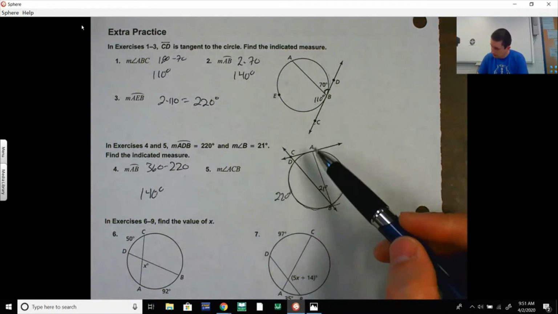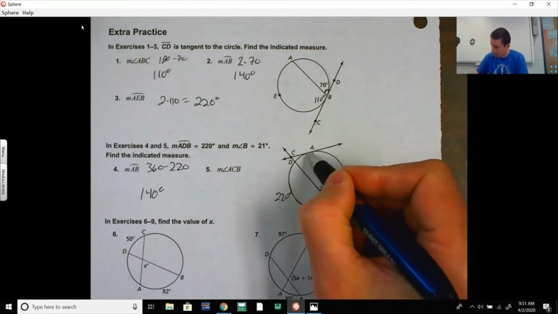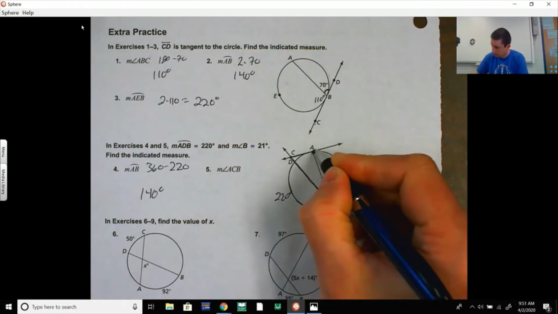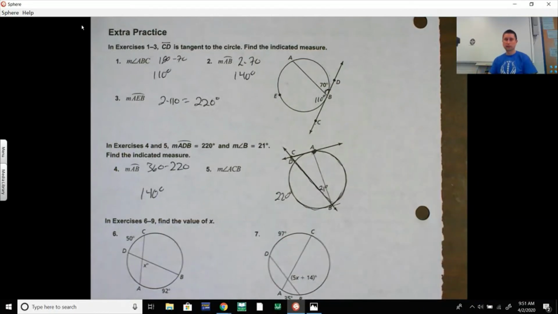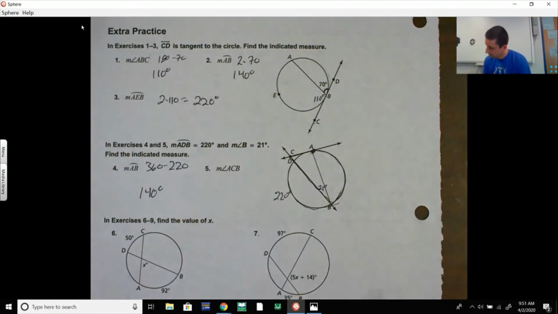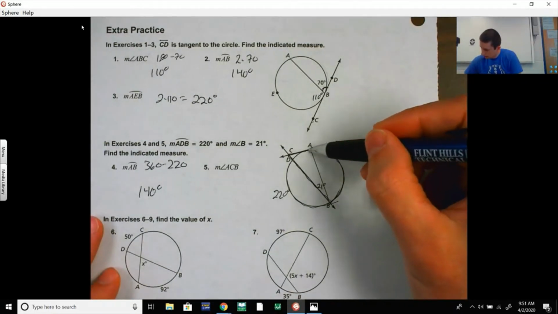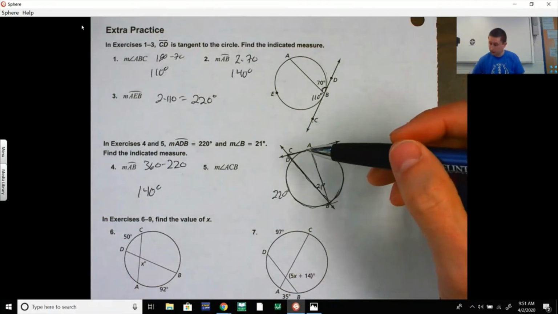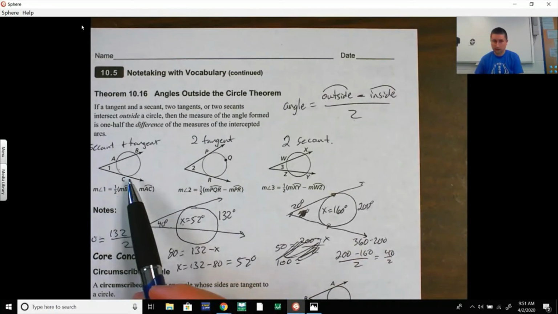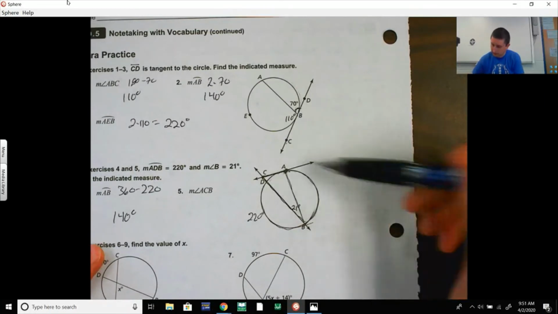And ACB, they want the measure of angle ACB. So ACB, notice, intercepts this arc right there, but it intersects it on the outside of the circle. So what I would do is look at this angle here. We may say, oh, that's an outside, we need to use one of our outside rules, which is possible, but then you get into we have this, we don't have this. It might get a little bit more confusing.